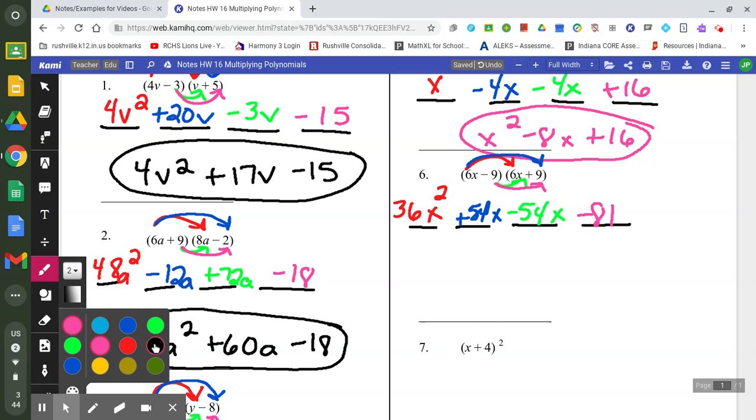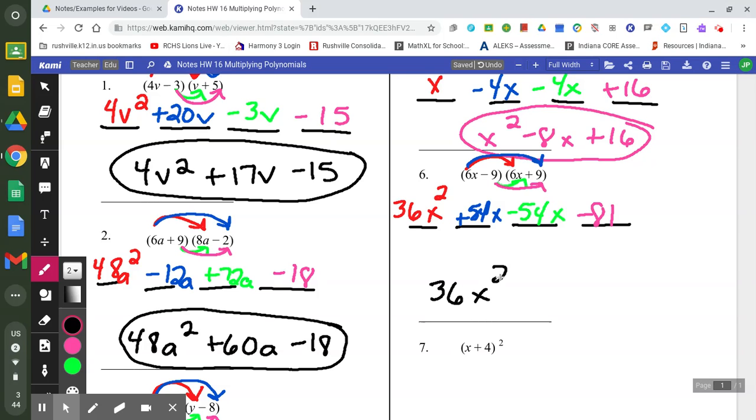So my middle terms are like, but one is negative and one is positive, and they're exactly the same, so they actually cancel out. And that's my final answer.